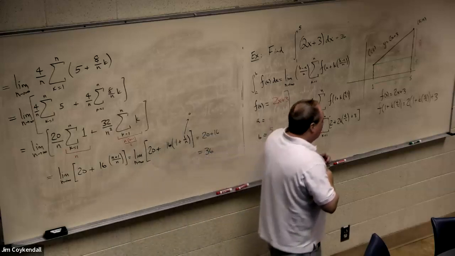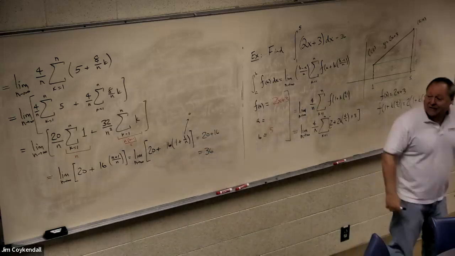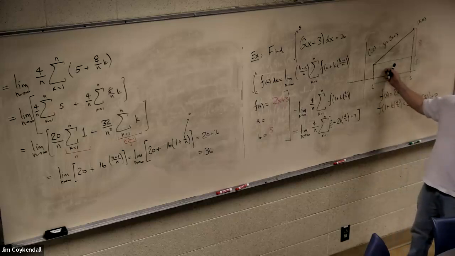Which not only gave me the right number, but it gave me the right pieces. That first bit, 20, comes from the rectangle, and the 16 comes from the triangle.